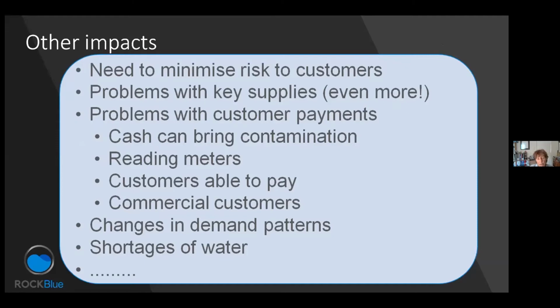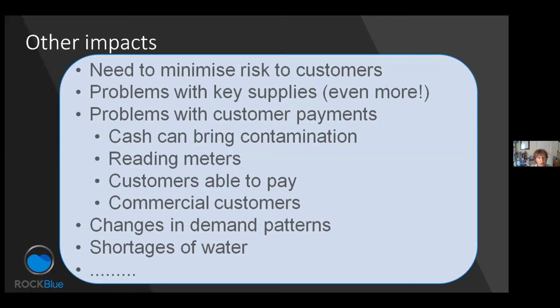Other things they may have to face. Well, you may need to be involved in minimizing risk to customers. That's both to those coming to the offices, but also ensuring that that critical item, clean water for hand washing, is available for everyone. Suppliers may have problems. Now, I know some of you have to deal with supply problems all the time, but they could get worse.